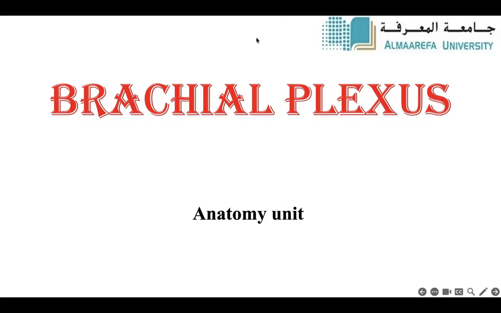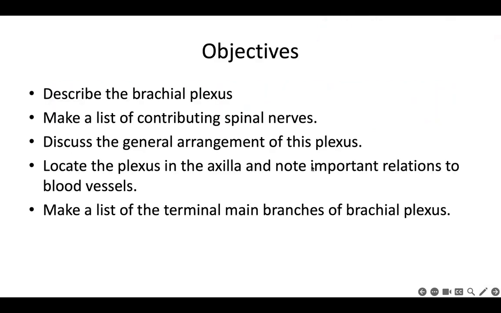Brachial plexus. What is meant by brachial plexus? And what is the formation of the brachial plexus, the location of the brachial plexus, and finally the branches of the brachial plexus.